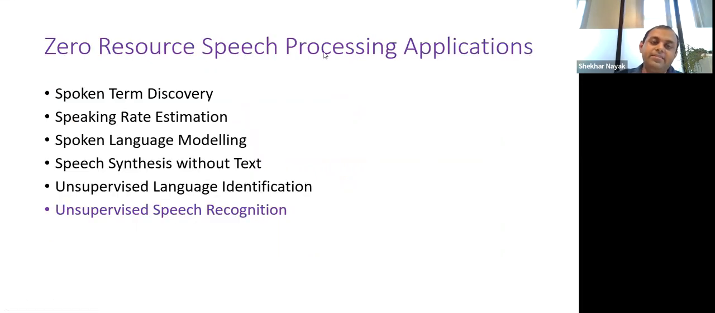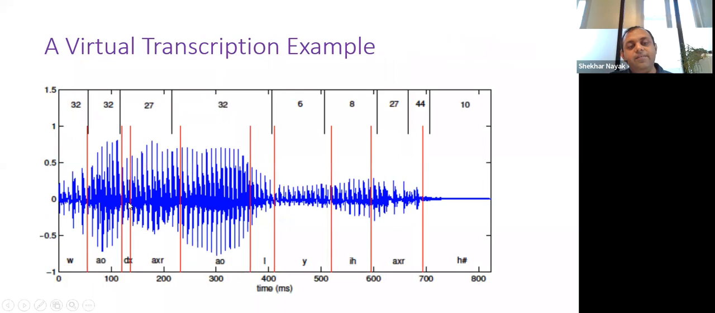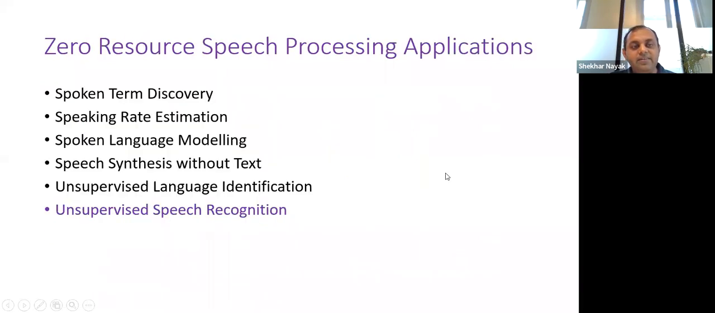So there are these applications of zero resource speech processing: spoken term discovery, identifying word or subword units from speech, and speaking rate estimation. Can we find how many syllables or phonemes are spoken per second for different speakers? That can be done in an unsupervised way. We do not require any transcriptions for that. So it can be done in a zero resource manner.